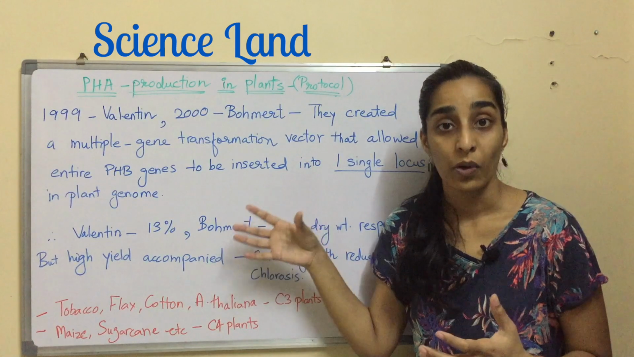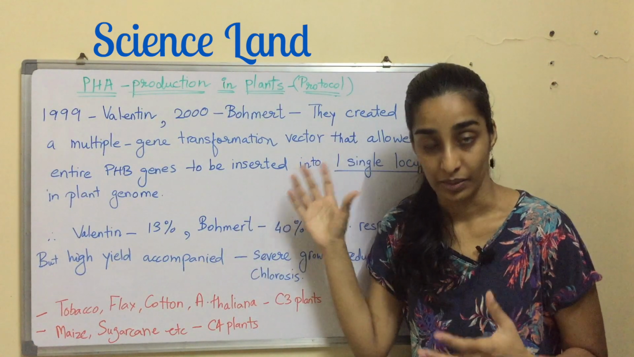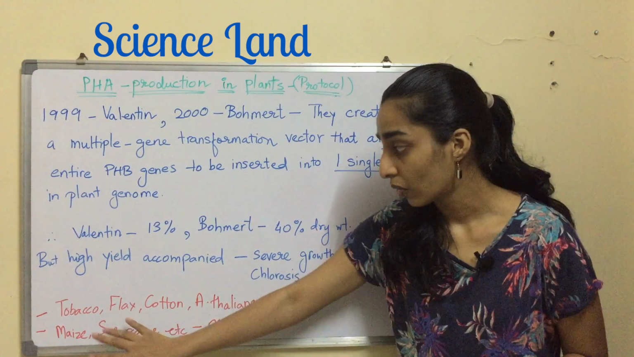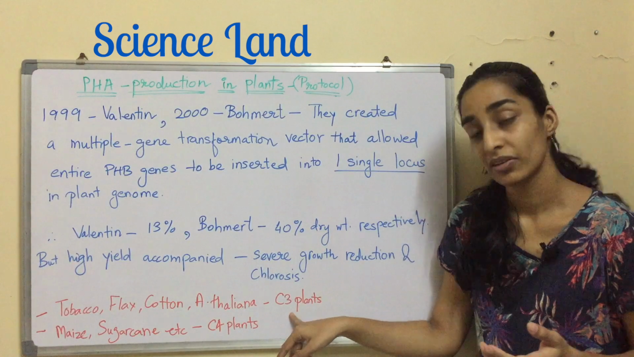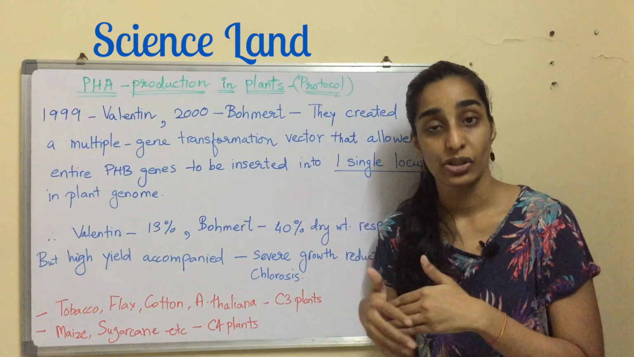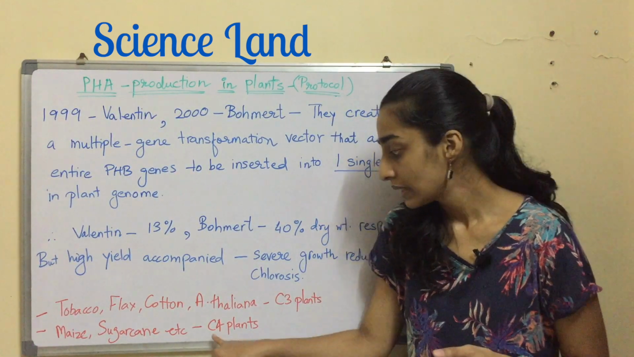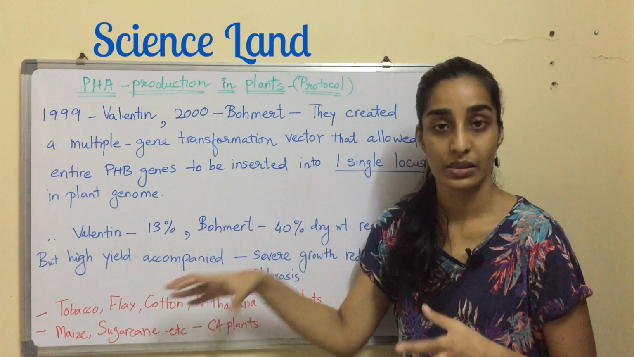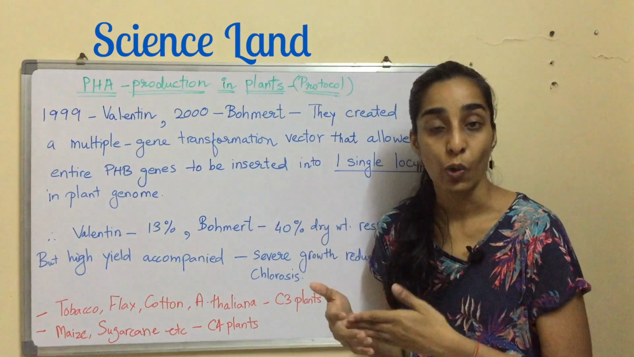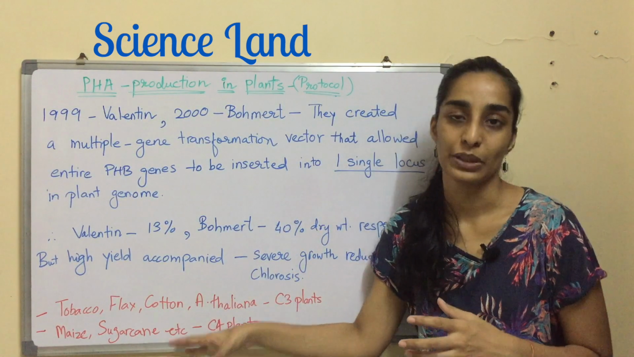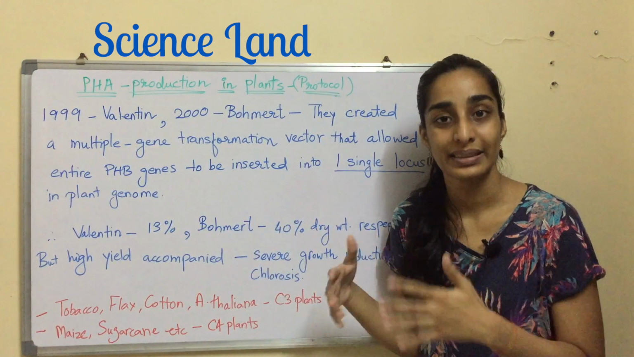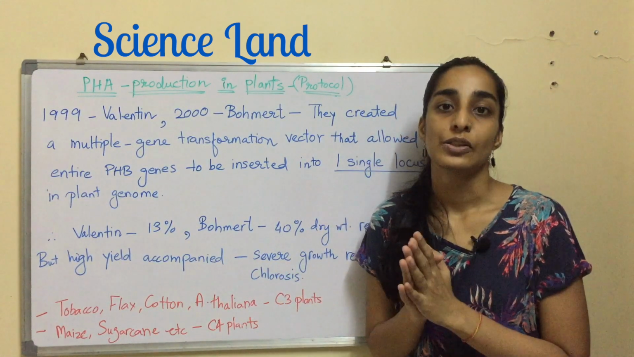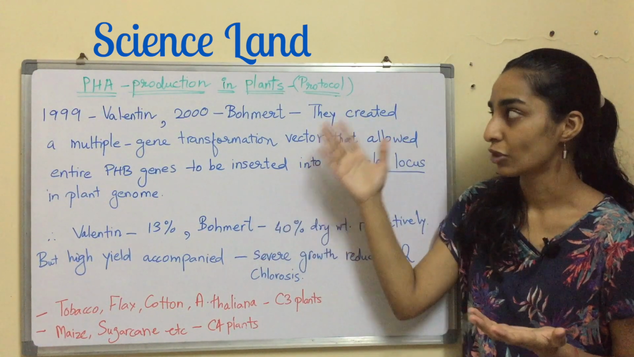Now, I spoke only about Arabidopsis thaliana, but there are other plants as well, which are the host plants: tobacco, flax, cotton. All these are C3 plants which are actually used to produce PHA. C4 plants include maize, sugarcane. All these plants have been successfully shown to produce PHA. So the protocol which I mentioned in this video will be the same for most of these plants. There will be minor changes here and there. So that is the PHA production in plants.